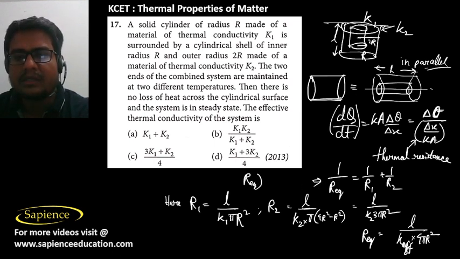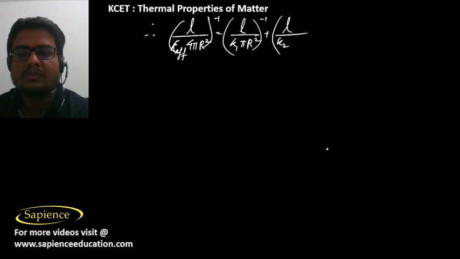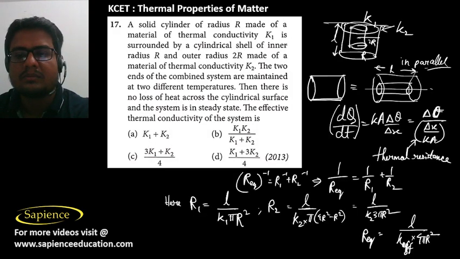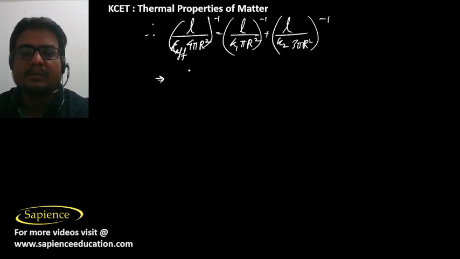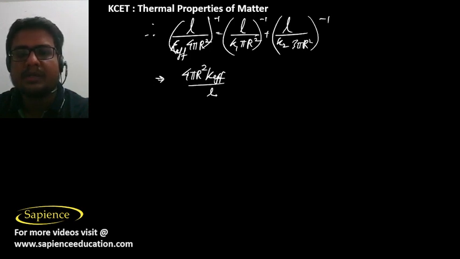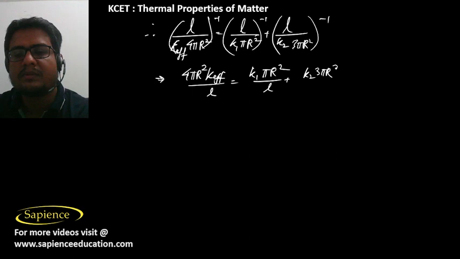since we can write R equivalent inverse equal to R1 inverse plus R2 inverse. So this is K2 into 3 pi r square whole inverse. Now this can be written as 4 pi r square into K effective divided by L, equal to K1 into pi r square divided by L plus K2 into 3 pi r square divided by L.